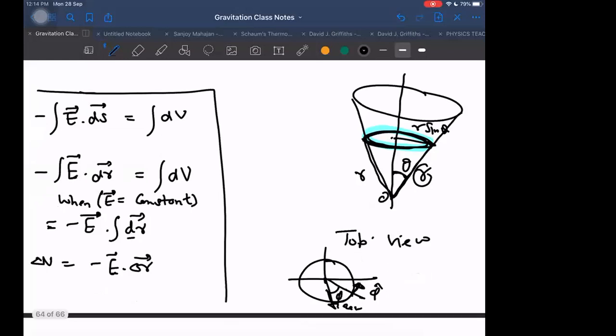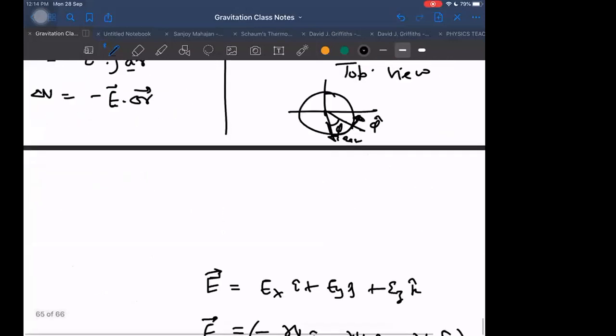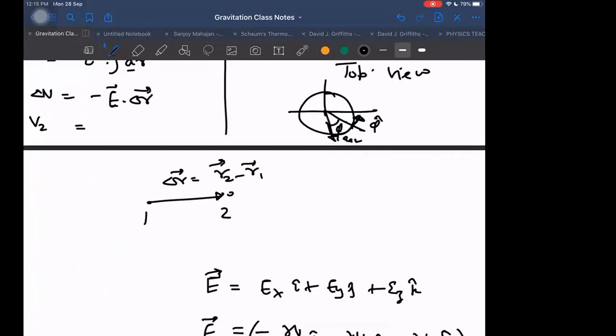What does delta v represent here? Let me tell that thing also clearly. If I'm moving from point 1 to point 2, then this is the change in potential. Here delta r means the final position vector R2 minus the initial position vector R1. So I can write it like this: V2 minus V1 is equal to minus of E dot (R2 minus R1).